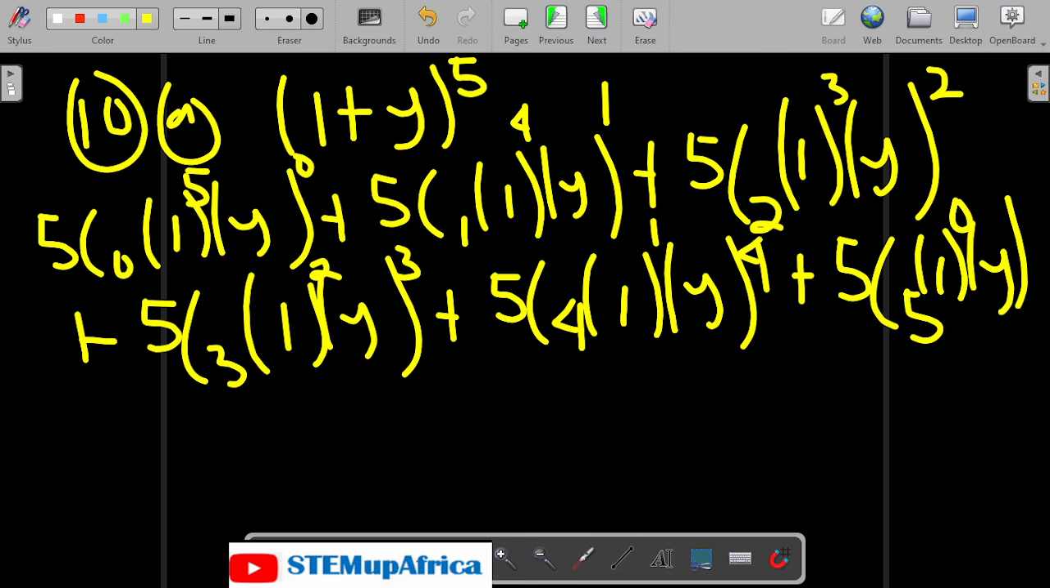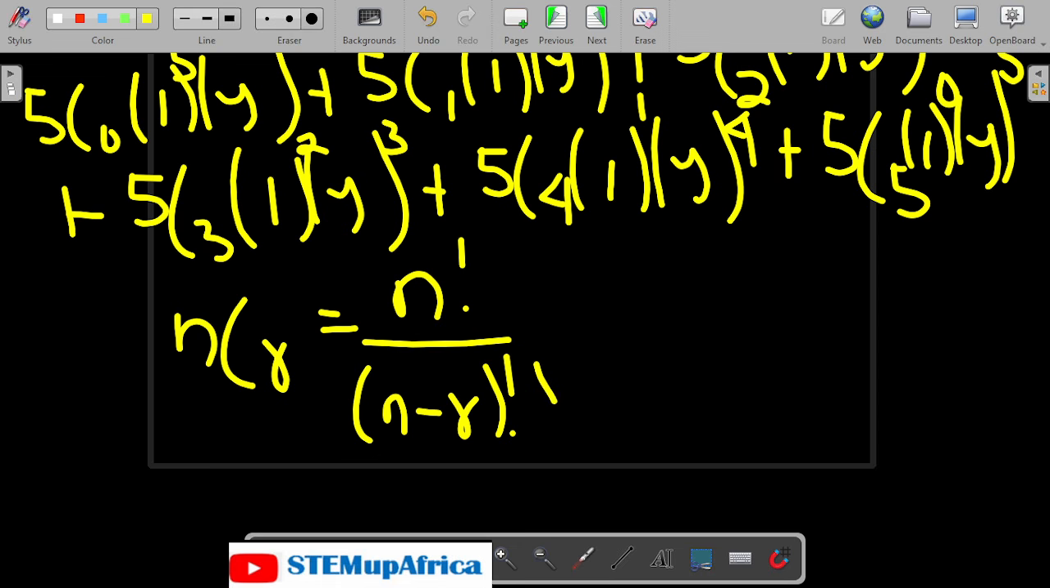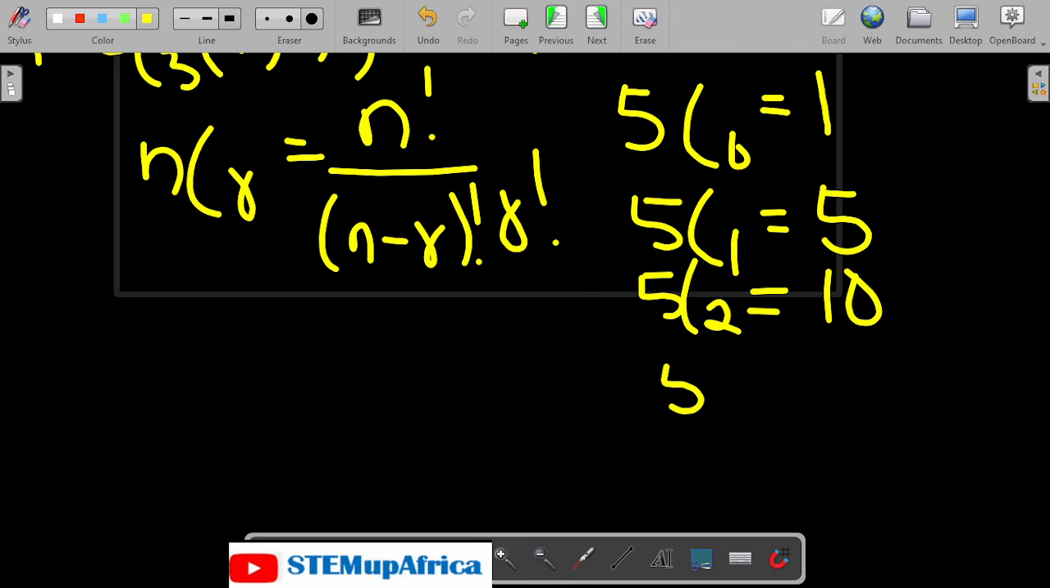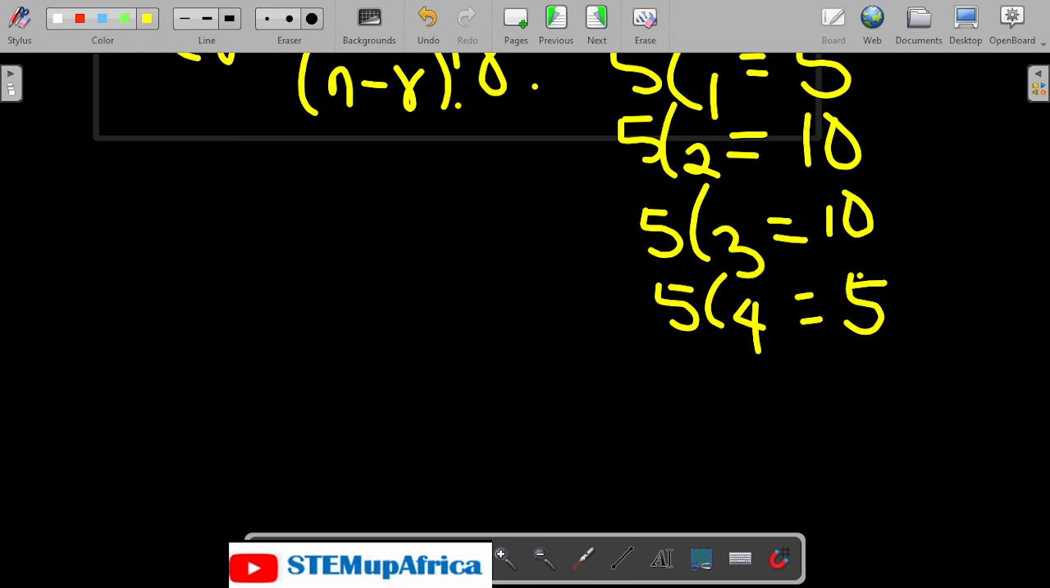Here is 0 to 5. So recall the formula for combination. We know that n combination r is n factorial over (n minus r) factorial times r factorial. So for the first expression, 5 combination 0 is going to give us 1. 5 combination 1 gives us 5. 5 combination 2 gives us 10. Then 5 combination 3 is also 10. 5 combination 4 is 5. And lastly, 5 combination 5 is equal to 1.